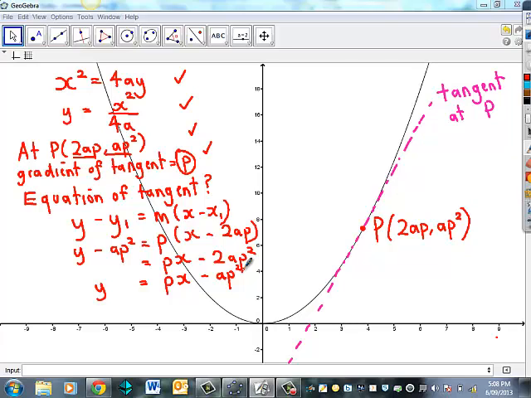That's in y equals mx plus b format. If you'd like it in general format, you could subtract y from both sides, and that would be the equation in general format. So y equals mx plus b format, or in general format, that is the equation of the tangent to the curve, x squared equals 4ay, at the point P, (2ap, ap squared).